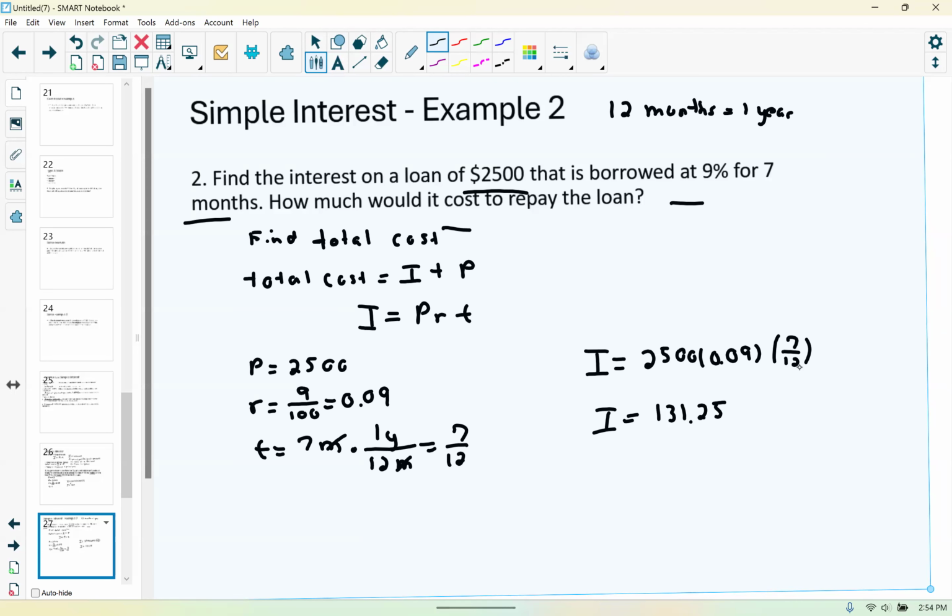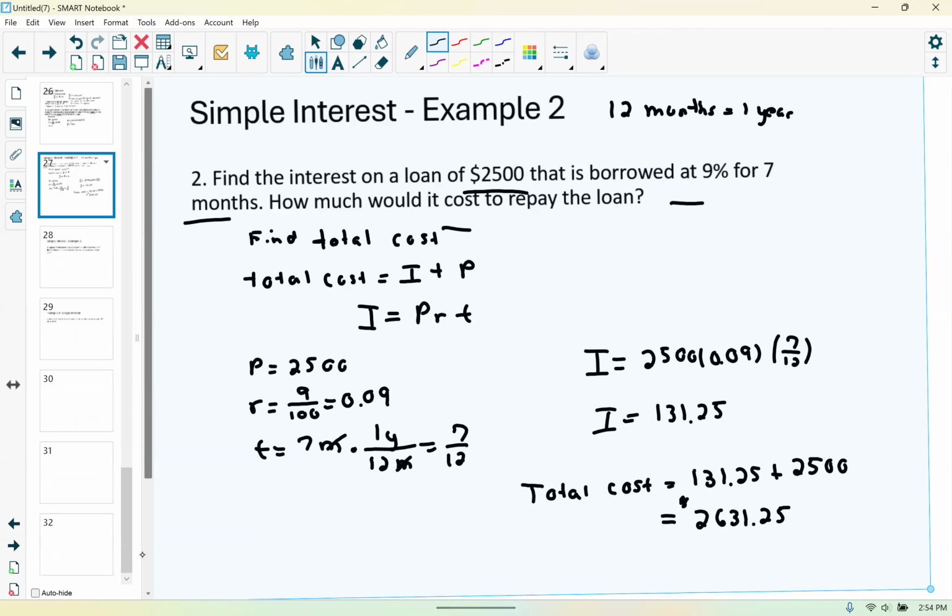So that's my interest. And then the total cost, again, is the interest plus the principal. So I would take that interest and I would add the principal, which was the initial amount of 2,500. And I get 2,631.25. And so that is what I owe. Okay, so that is our second example.